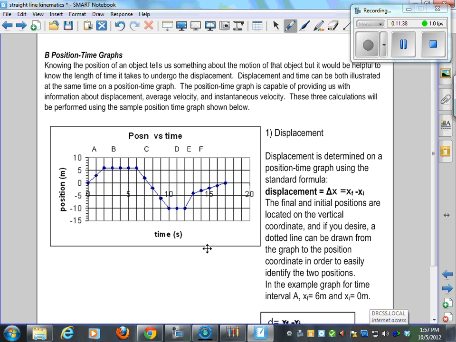I'm going to pick on Miguel. Miguel, what's the difference between average velocity and instantaneous velocity? Can you help us out? What does that mean, Logan? Don't know?